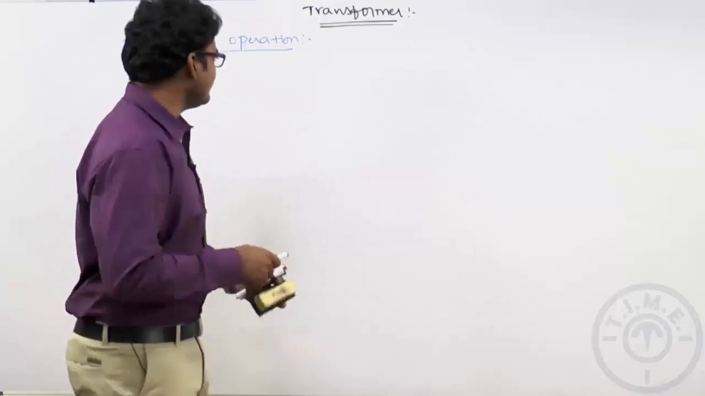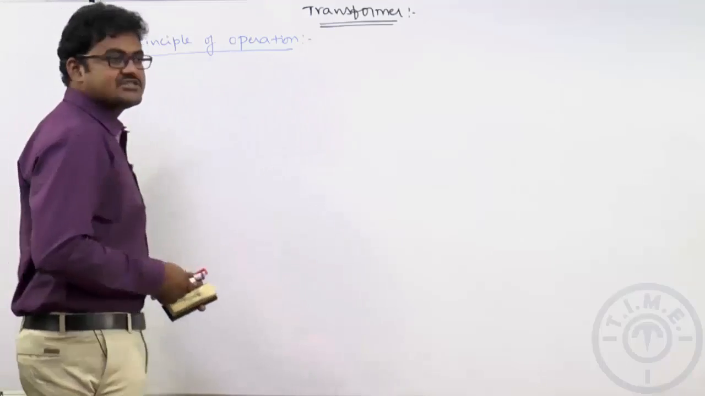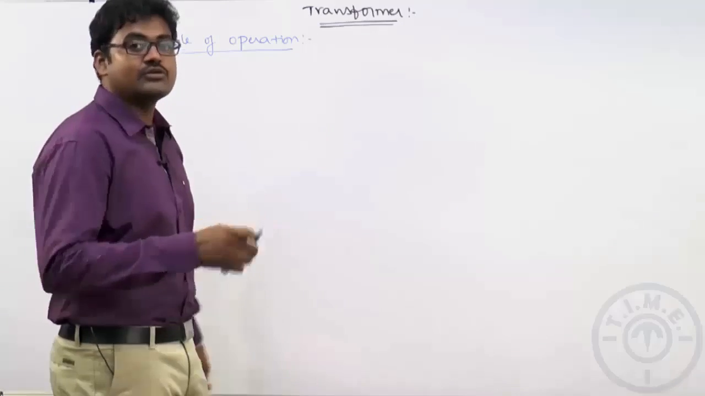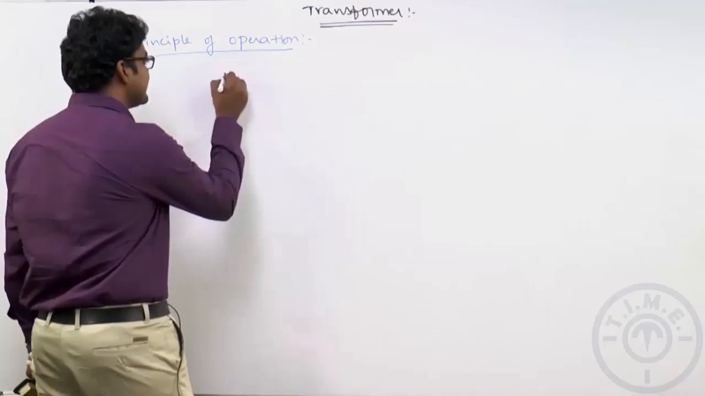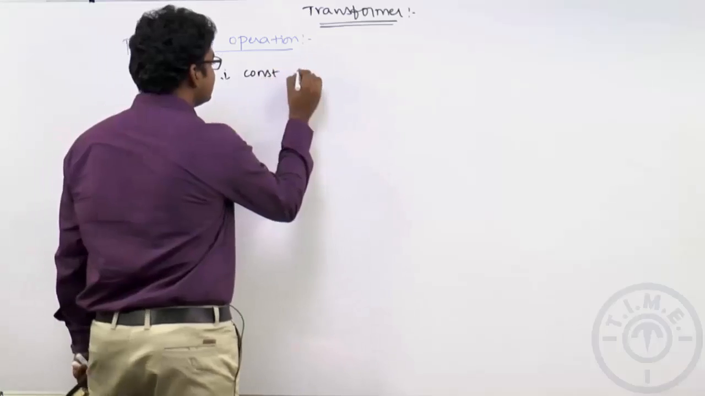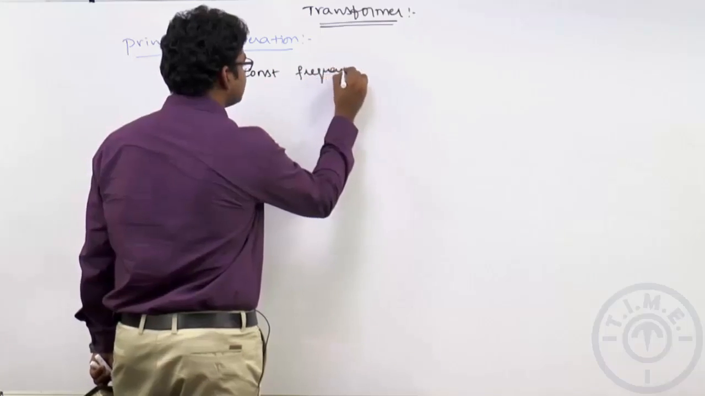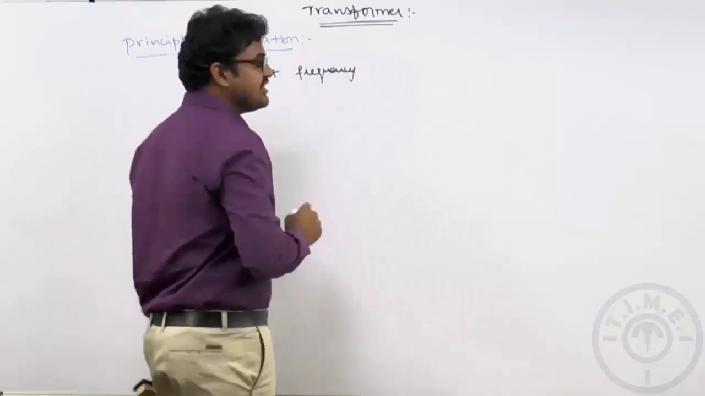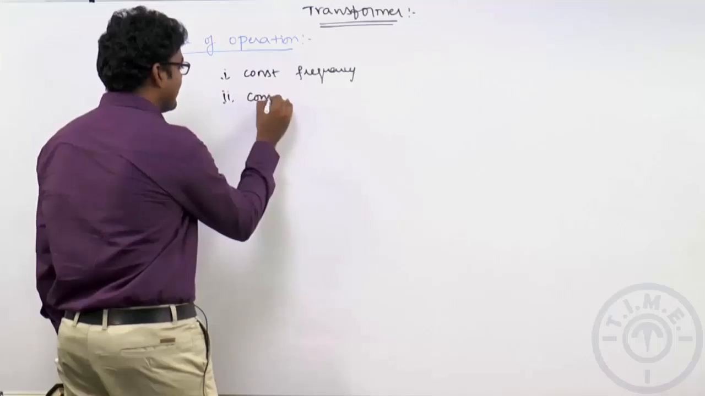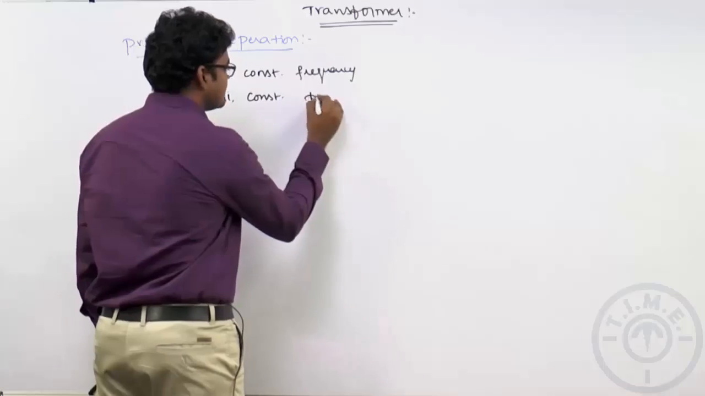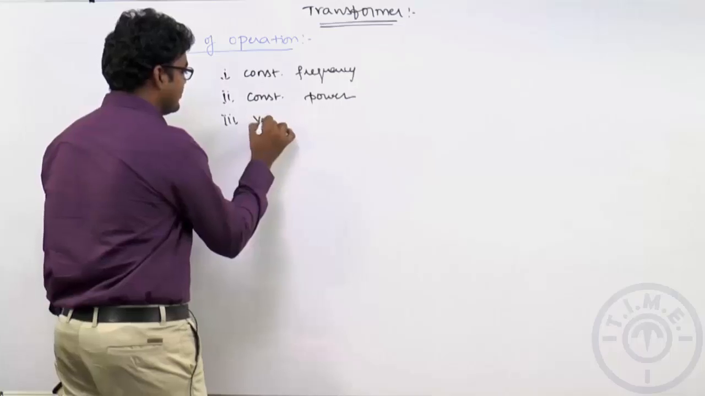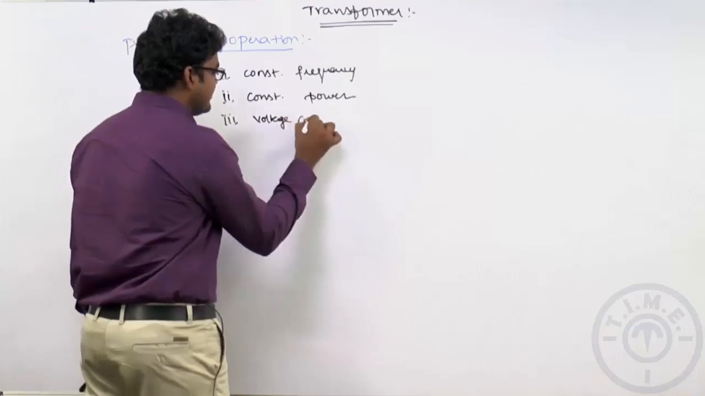Now coming to the characteristics of a single phase transformer, important characteristics I would like to write here and you also note down. So first characteristic is, transformer is a constant frequency operating device. This is very important. Constant frequency operating device. Next one, constant power operating device. Constant power. But you can change voltage.